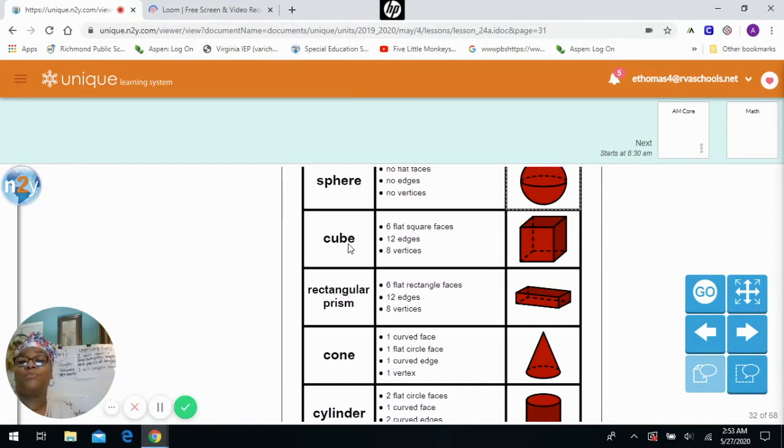A cube. A cube is 6 flat square faces and 12 edges, 8 vertices. All right, so you have to get a cube, and we have 1, 2, 3, 4, 5, 6.